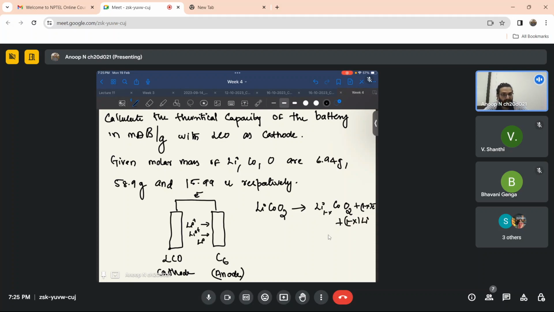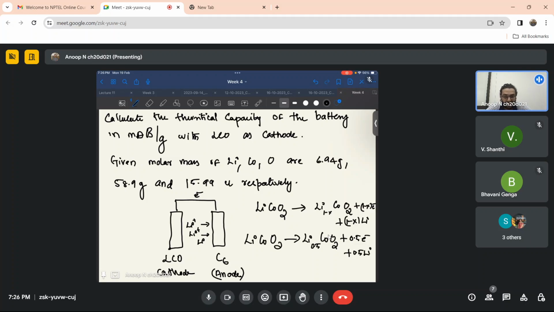So this is one more point. I hope you all have studied chemistry. In some materials, if you try to take more lithium, what happens? Structural collapse will happen, because in this type of material we cannot take more than 0.5 moles of lithium per mole of lithium cobalt oxide. So for maximum capacity, the equation you can write is LiCoO2 gives Li0.5CoO2 plus 0.5 electron plus 0.5 lithium.